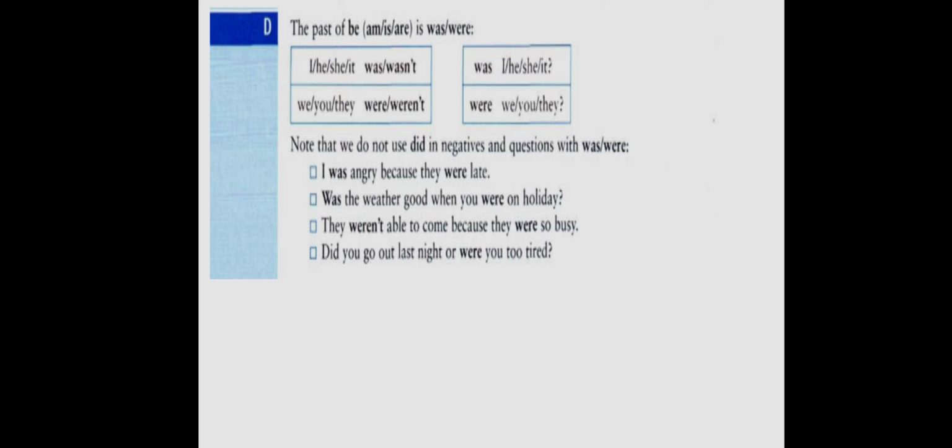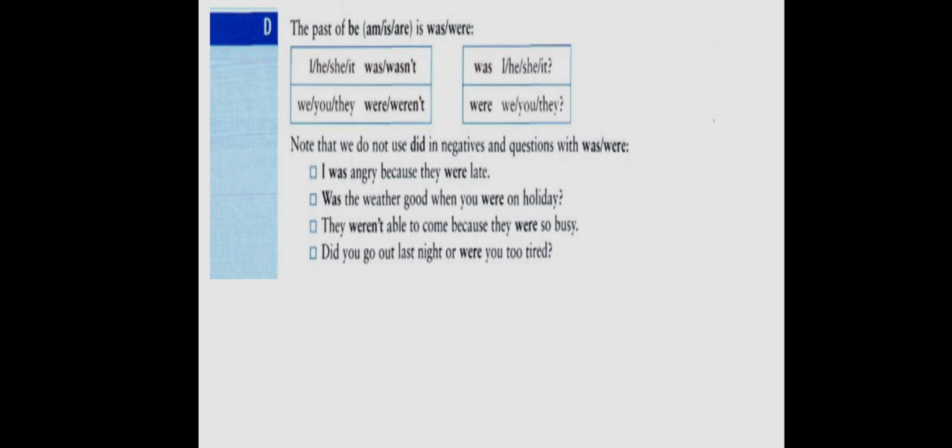The past of be equals am, is, are in the present, and the past of am, is, are is was or were. Am and is in the present are changed into was in the past, and are in the present is changed into were in the past. I, he, she, it, was or wasn't. If it is positive, we say was. If it is negative, we say wasn't.